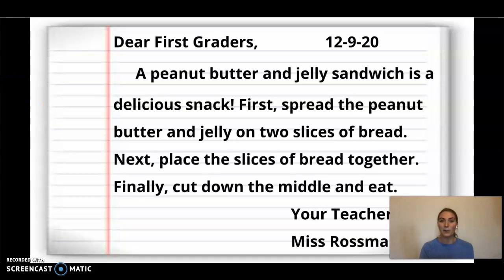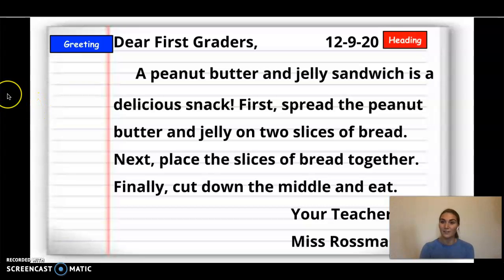This is an example of an instructional letter, a letter that tells you how to do something. Before I read this letter, I'm going to remind us of the 5 parts of the letter. One of the first parts is the greeting. Everyone say, hello. The greeting is where you say hello to the person you are writing the letter to. So here I have written, Dear First Graders.